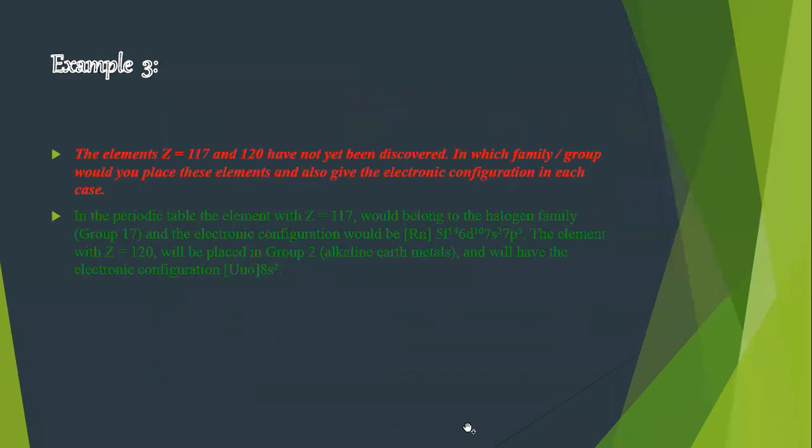so next, for example, if someone asks you about specific elements, because we have up to 120 elements in our periodic table, but still some of them they are not able to place in a specific family. So this is the question: the elements with atomic number 117 and 120 have not yet been discovered. In which family group would you place these elements, and also give the electronic configuration of each?